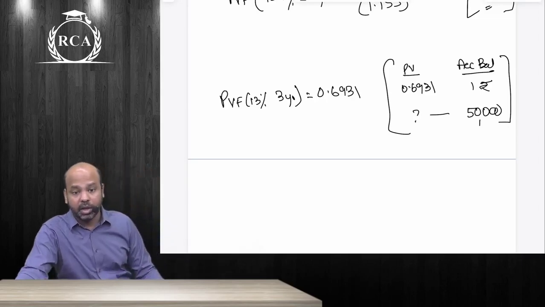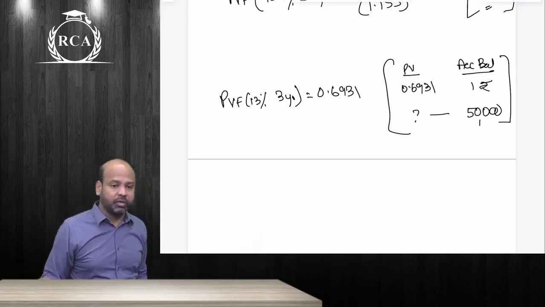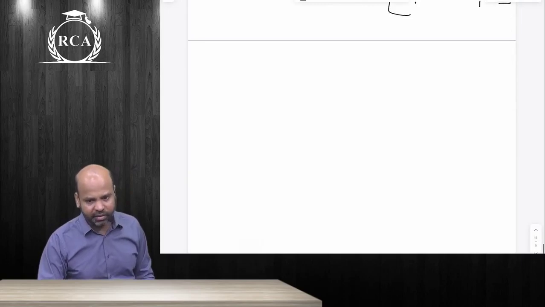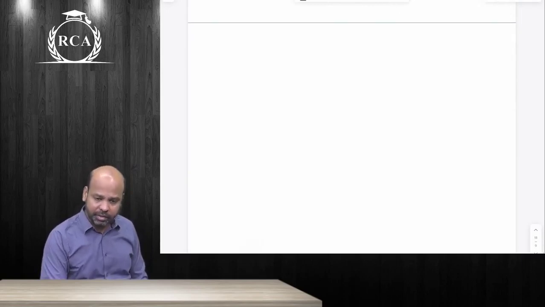Are we clear about this? Yes or no, guys? Understood the meaning of the word present value factor? We have used all of this beta in CA intermediate as well, CA foundation as well beta, but still, is it making sense?